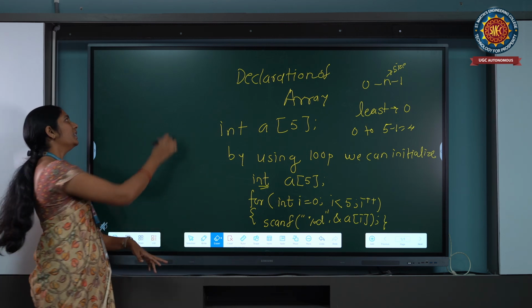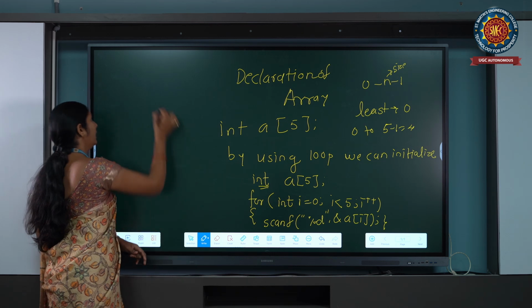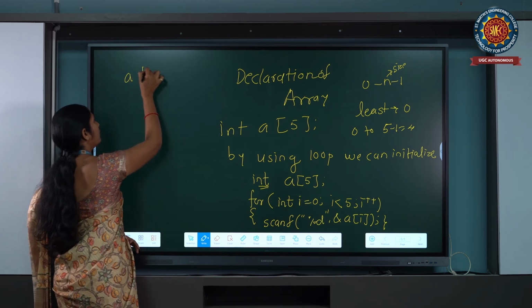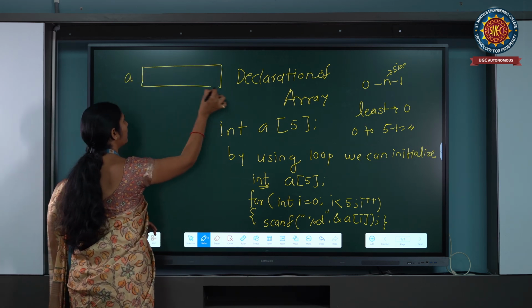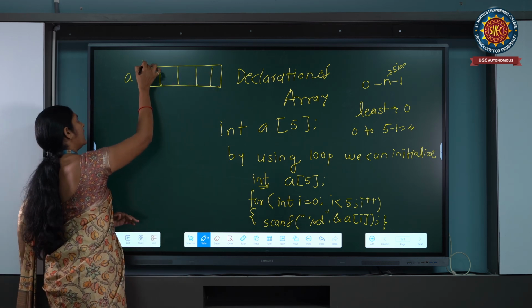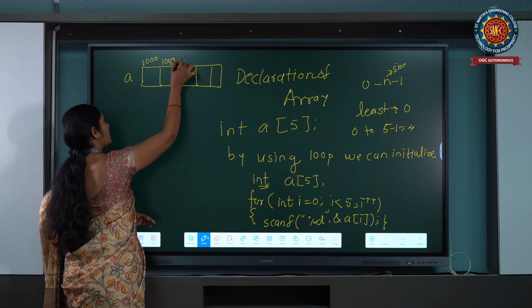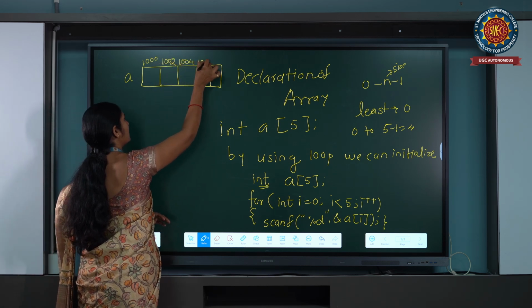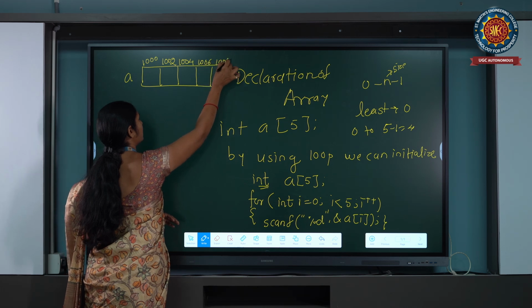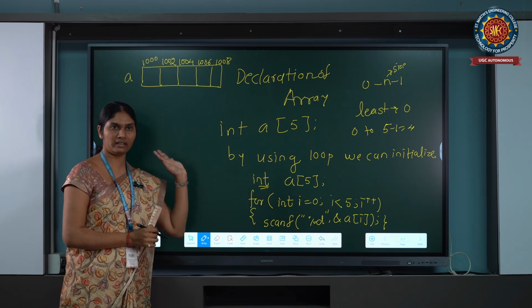Okay, now initially we have declared the name of the array will be A. In A, we are mentioning the size will be 5. And consider the address will start from 1000, 1002, 1004, 1006 and 1008. Now I want to read the 5 elements of the array.